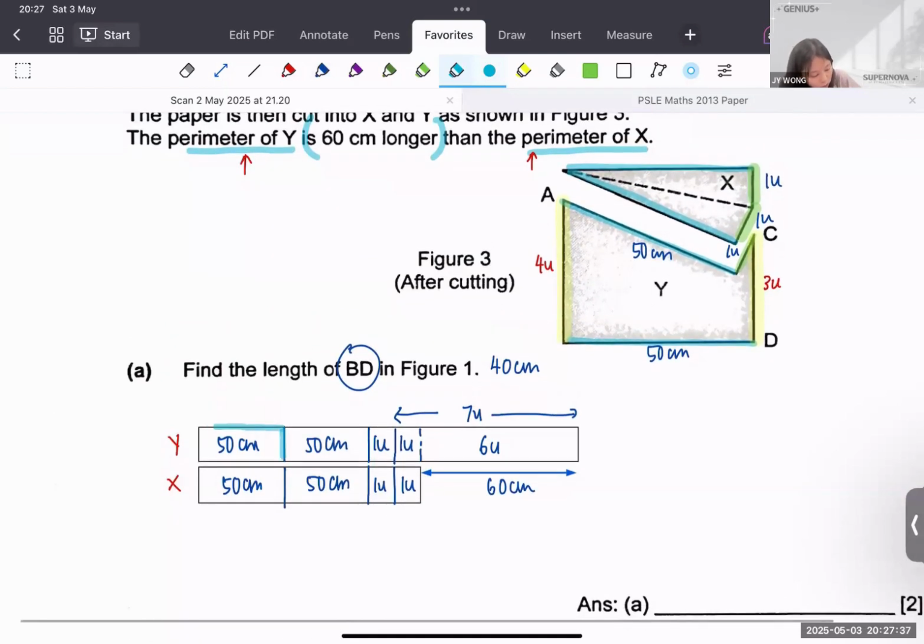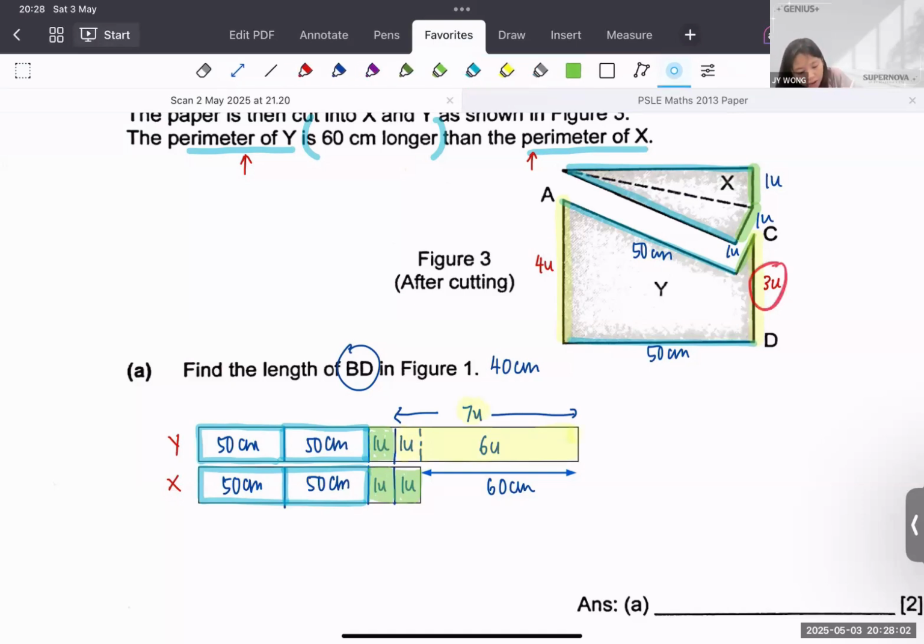But before that, let me show you all the sides first. 50 is all in blue. I'm going to just outline it so that you can see. The 1 unit that I have here is in green. The other 1 unit is also in green. X has 1 unit. Then the rest of it is all the yellow sides, which make up 7, because 3 plus 4.